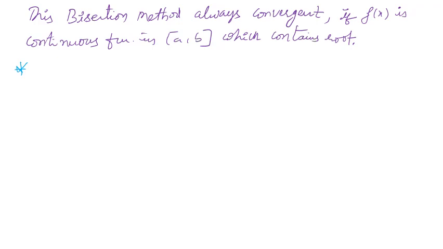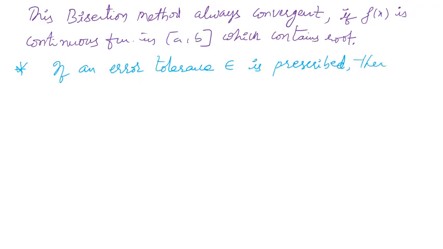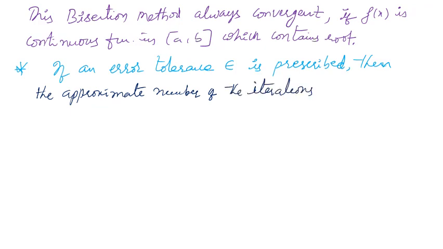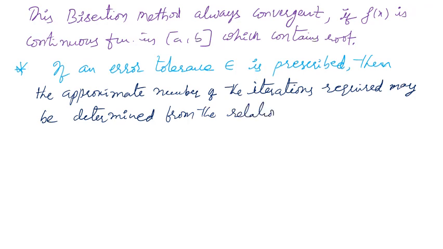If an error tolerance, meaning an error value epsilon, is prescribed, then the approximate number of iterations required may be determined from the relation. What is the relation? b minus a by 2 to the power of n is less than or equal to epsilon.